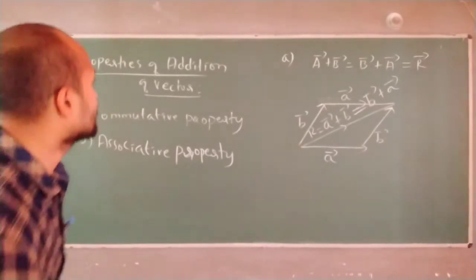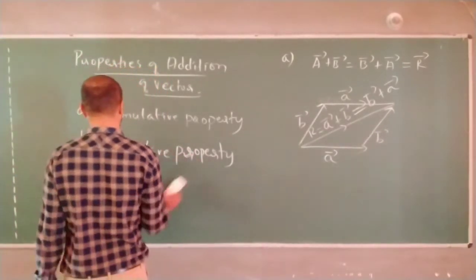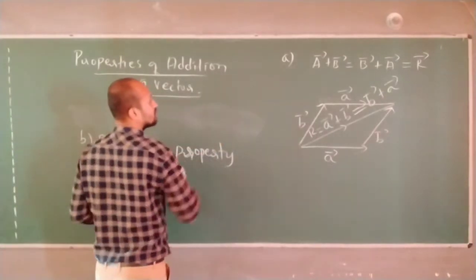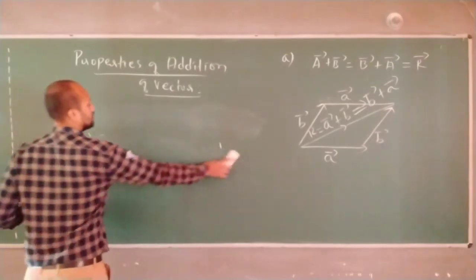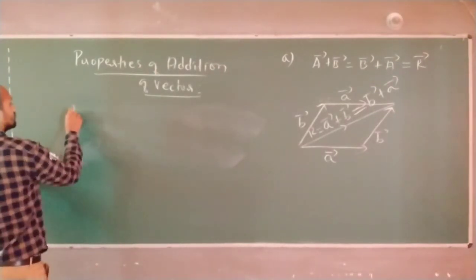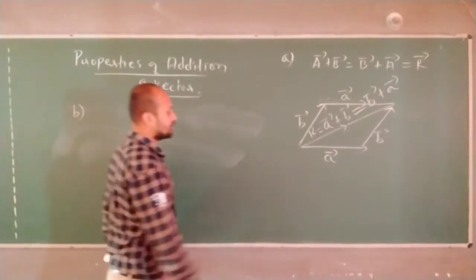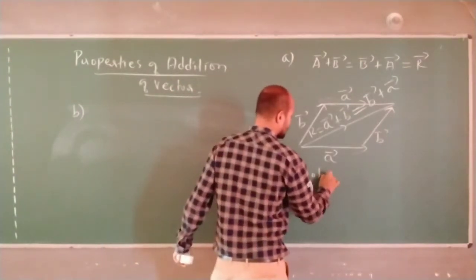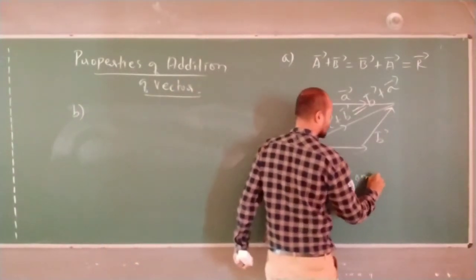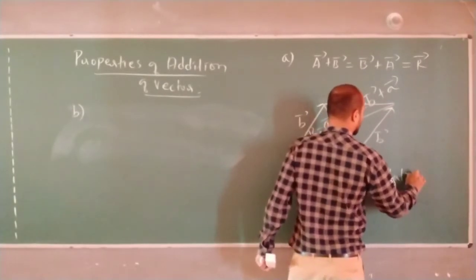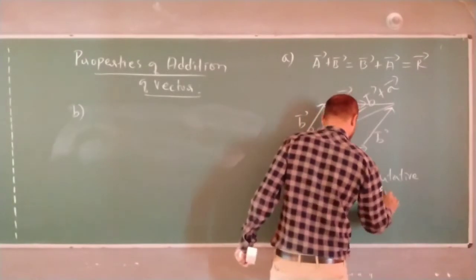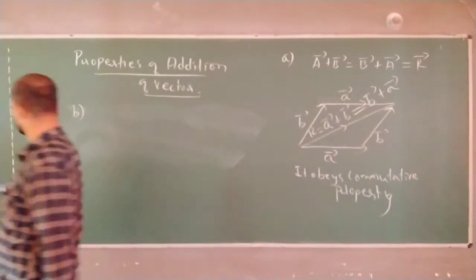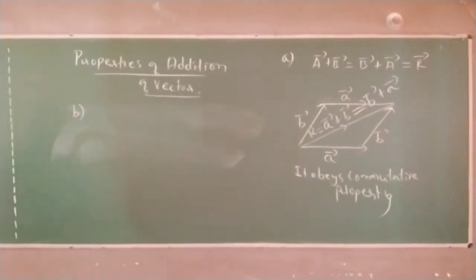Then when three vectors are added, associative law. What is that? Associative property. I will rub here. This is for associative property. It obeys commutative property. I can write it. It obeys commutative property.